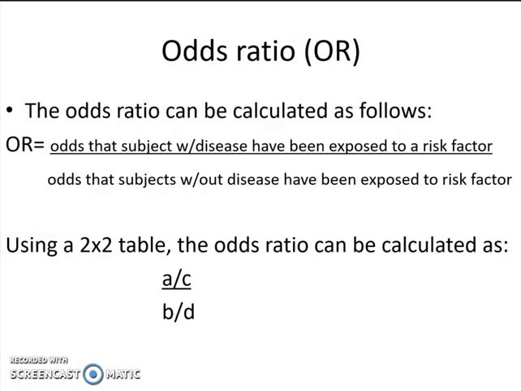Odds that subjects with disease have been exposed to a risk factor over odds that subjects without disease have been exposed to the risk factor. Using a 2 by 2 table, the odds ratio can be calculated as follows: A over C divided by B over D.